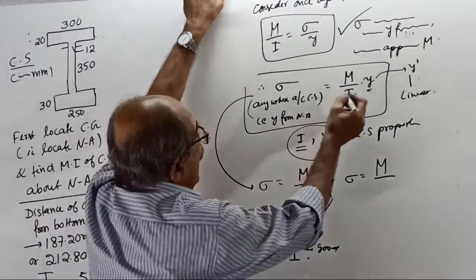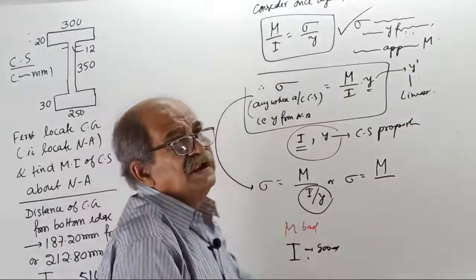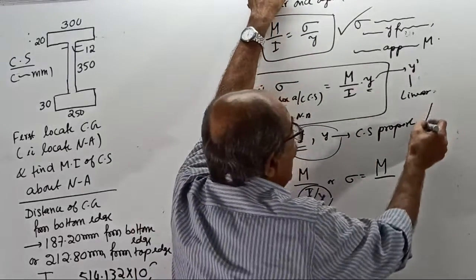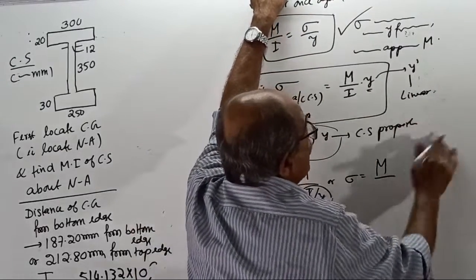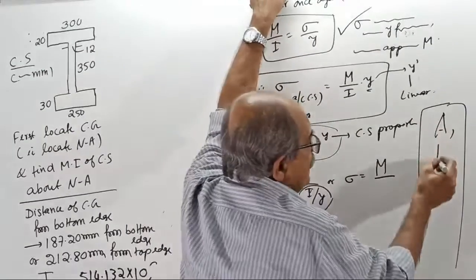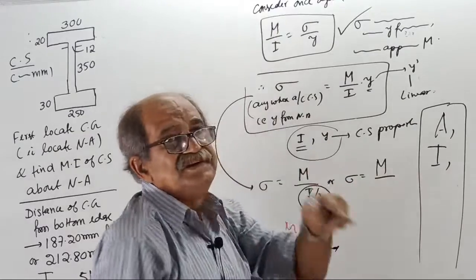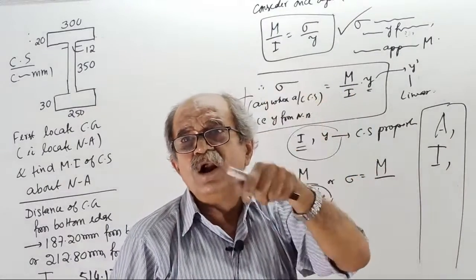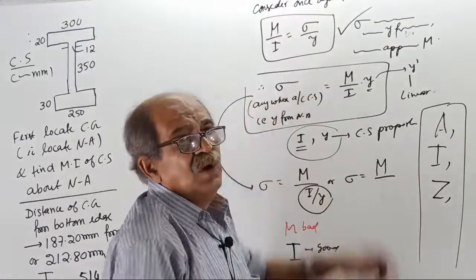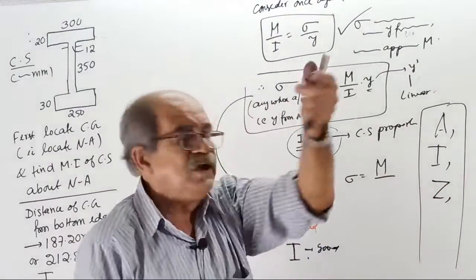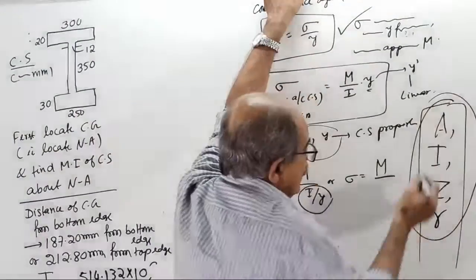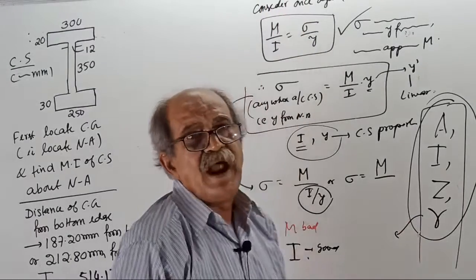Therefore, in the complete structural engineering, make a note. Area A, not now, later you require it. See, make a note here. Area A, moment of inertia I, little later one more term called section modulus Z will come. Little later, when you go to column, one more term will come, radius of gyration R. These are all, tell me, good or bad?